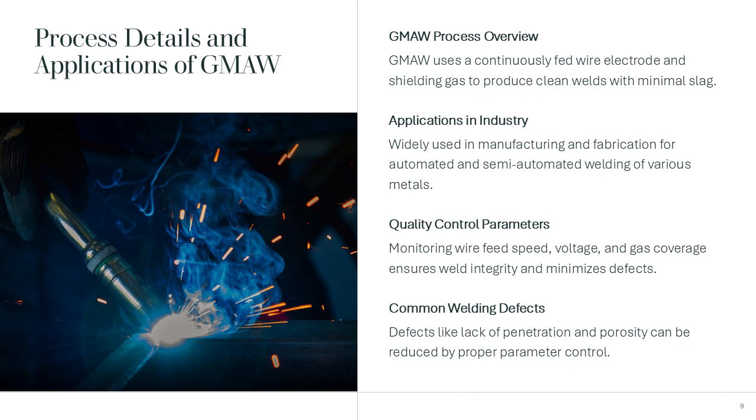The process requires stable power sources and proper shielding gas selection to prevent porosity. API 577 guidelines stress monitoring wire feed speed, voltage, and gas coverage to ensure weld integrity. Common defects include lack of penetration and porosity, which can be mitigated through proper parameter control. Key characteristics of flux cored arc welding FCAW.